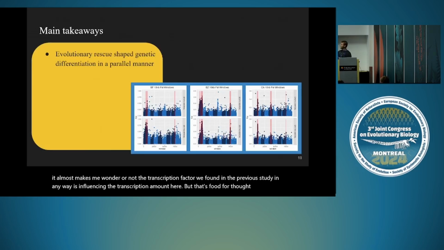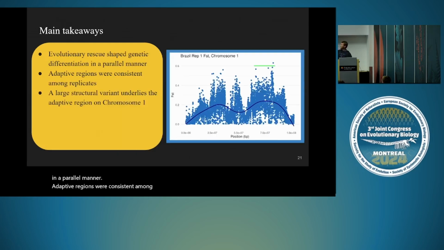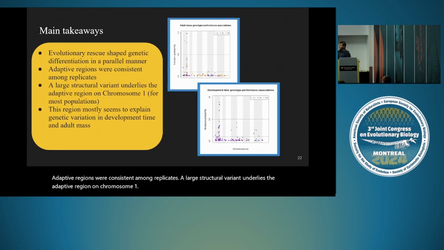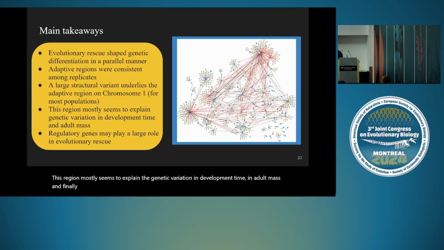All right, so main takeaways from here are that evolutionary rescue shaped genetic differentiation in a parallel manner. Adaptive regions were consistent among replicates. A large structural variant underlies the adaptive region on chromosome 1. This region mostly seems to explain the genetic variation in development time and adult mass. And finally, regulatory genes may play a large role in evolutionary rescue, which is something that I would like to investigate in the future.